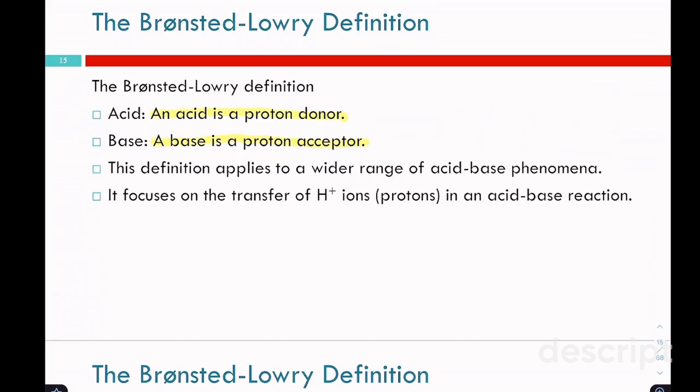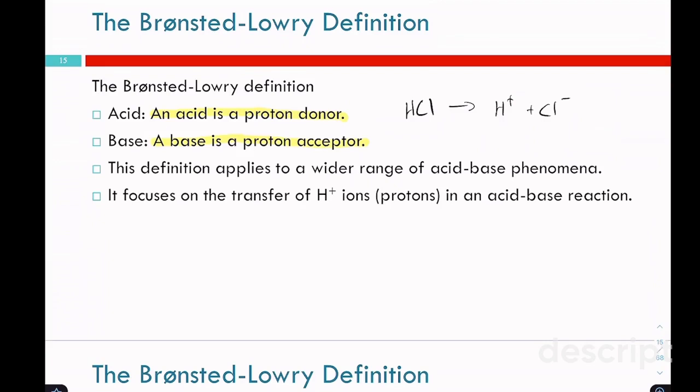Something like HCl, when we add it to water, will become H plus and Cl minus. And so it's still creating H plus, it's still adding H plus to the solution when it ionizes. And it's also donating this proton.